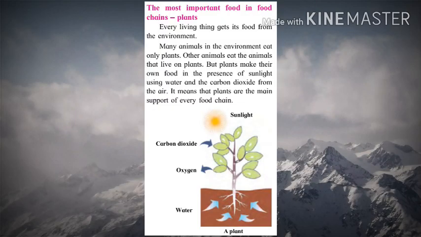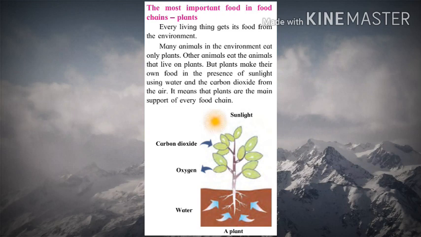Here we can see the picture of a plant. Every living thing gets its food from the environment. Many animals in the environment eat only plants. Other animals eat the animals that live on plants. But plants make their own food in the presence of sunlight, using water and the carbon dioxide from the air. It means that plants are the main support of every food chain.